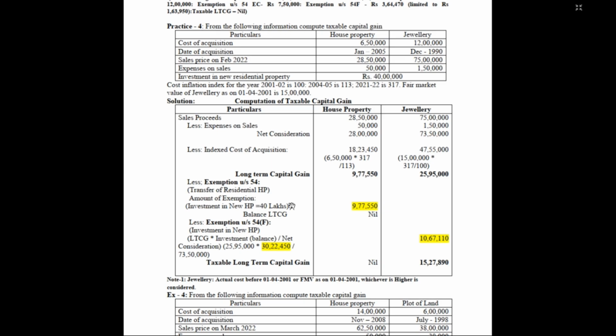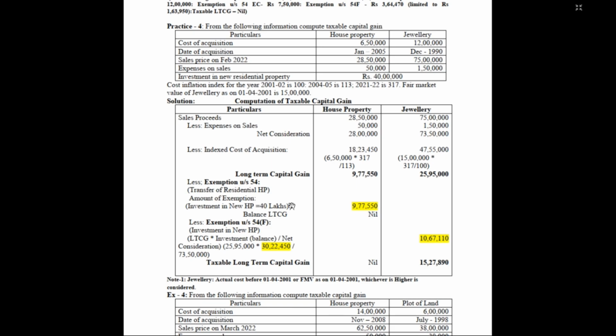And the second capital asset is jewelry. By sale of jewelry, the sale proceeds were invested in the new house property. So we can claim 54F. So in this problem, we can claim 2 exemptions: exemption under section 54 as well as 54F. Cost inflation index for the year 2001-02 is 100, 2004-05 is 113, and 2021-22 is 317. This cost inflation index will be given in the problem itself.